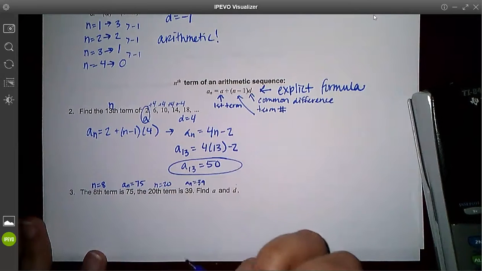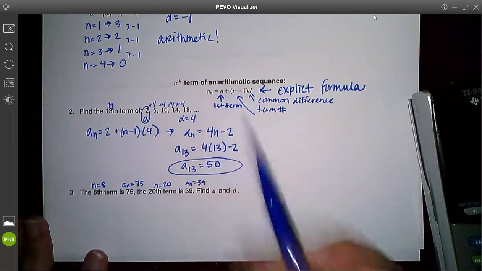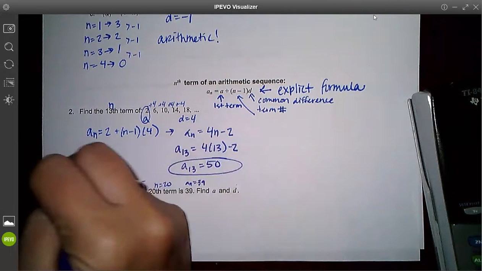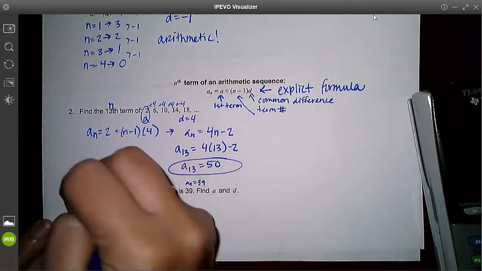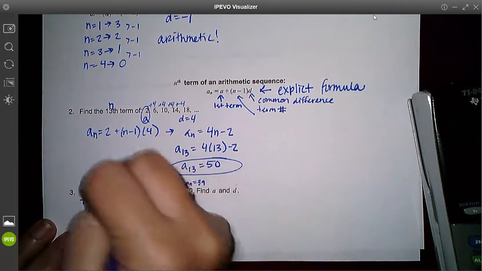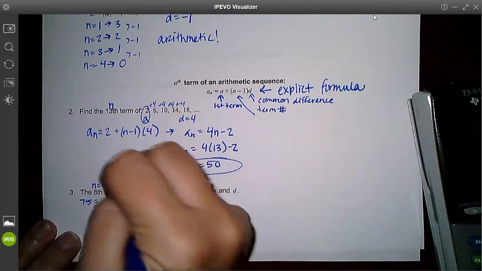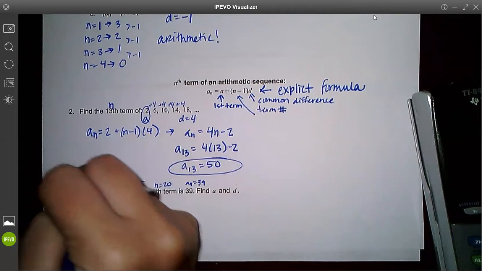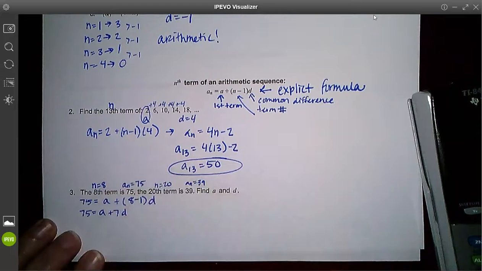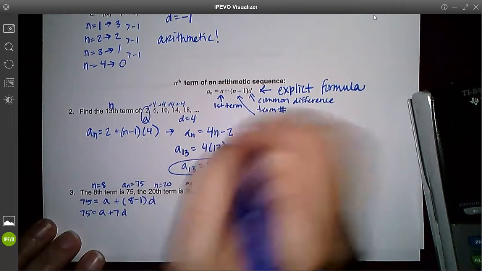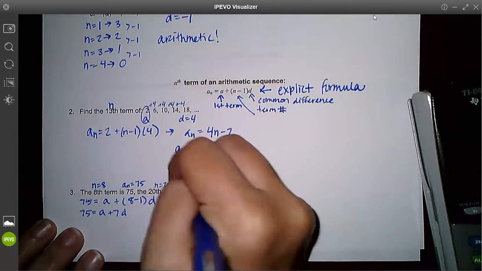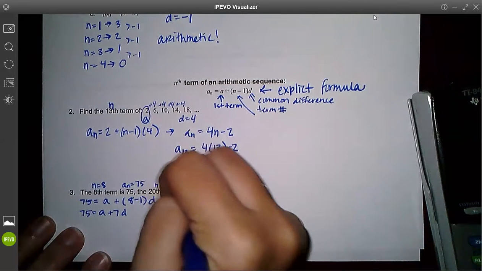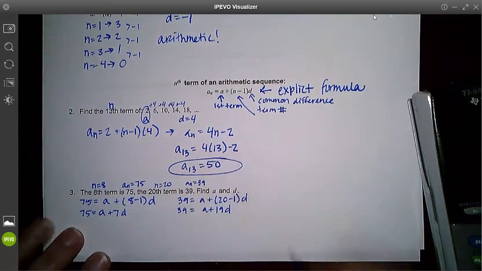So I'm just going to set up this equation in the same way using this arithmetic sequence formula, this explicit formula. So we have 75 equals, we don't know what our first term is, but we know what number term we're looking for. 8 minus 1 times, we don't know our common difference. Simplify that a little and you get 75 equals a plus 7d. Going to do the same thing for my 20th term. 39 equals a plus 20 minus 1 d, or 39 equals a plus 19d.